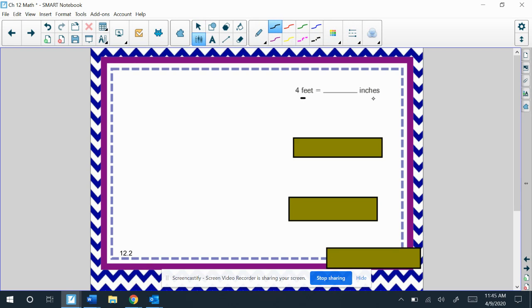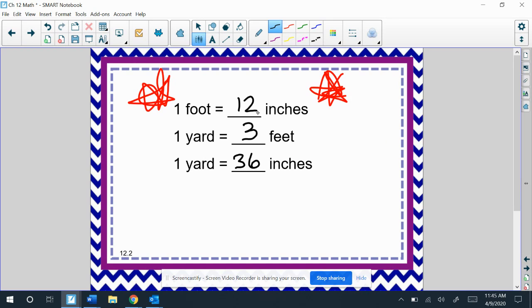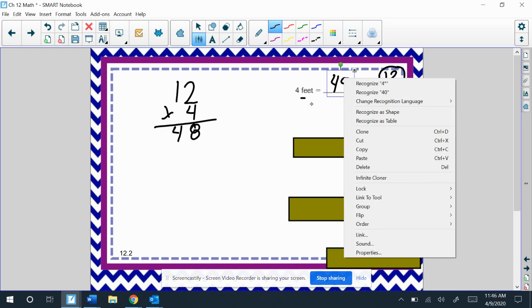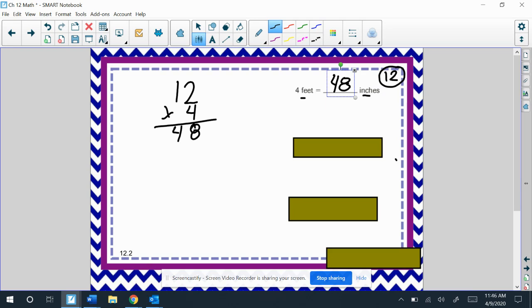I have feet and I have inches, and what we just covered was that there are 12 inches in every foot. So I'm going to put my unit of 12 in the corner and circle it. Now that I know that my unit is 12 and I have 4 of those, I'm just going to multiply. 4 times 2 is 8. 4 times 1 is 4. I now have 48. So if you said 48 inches, you would be correct. Let's try the next one.